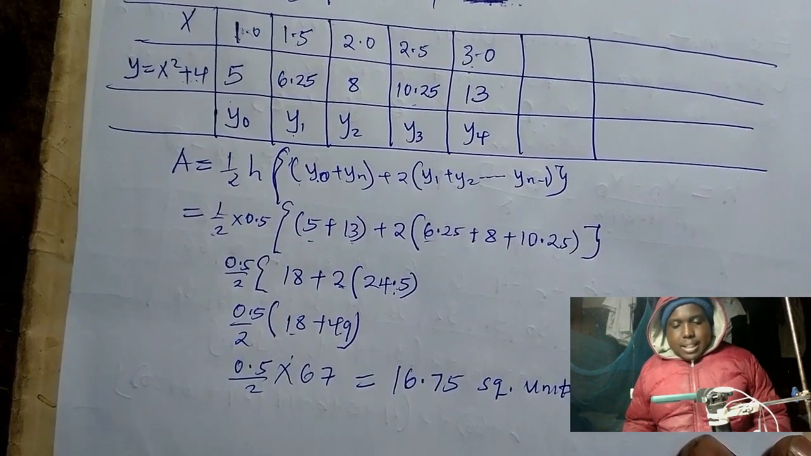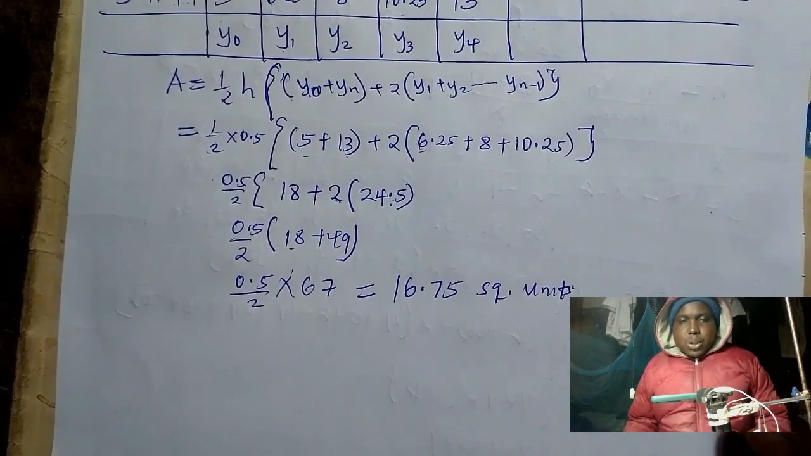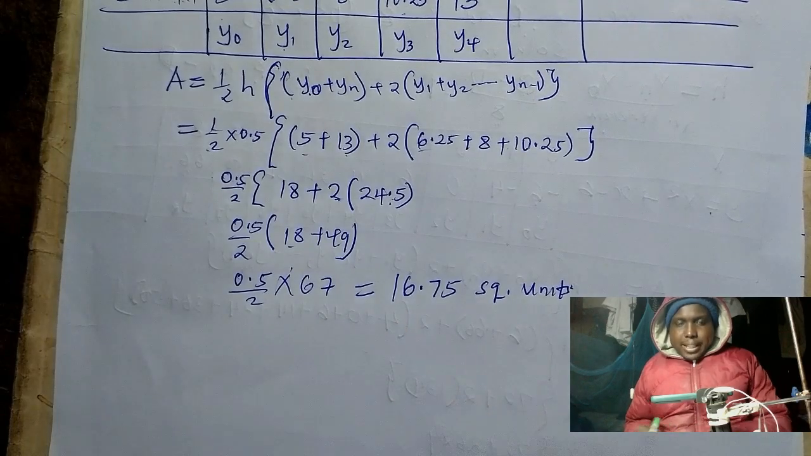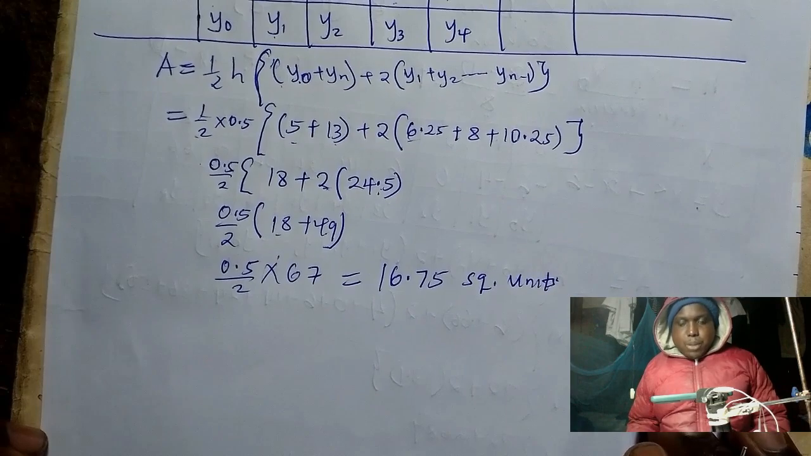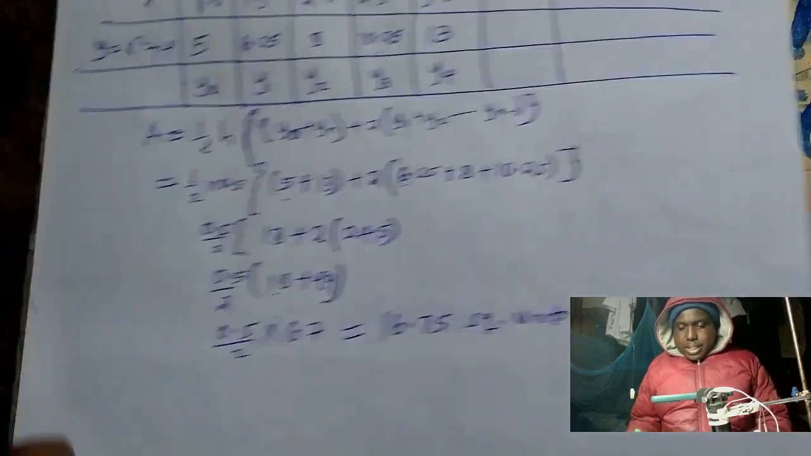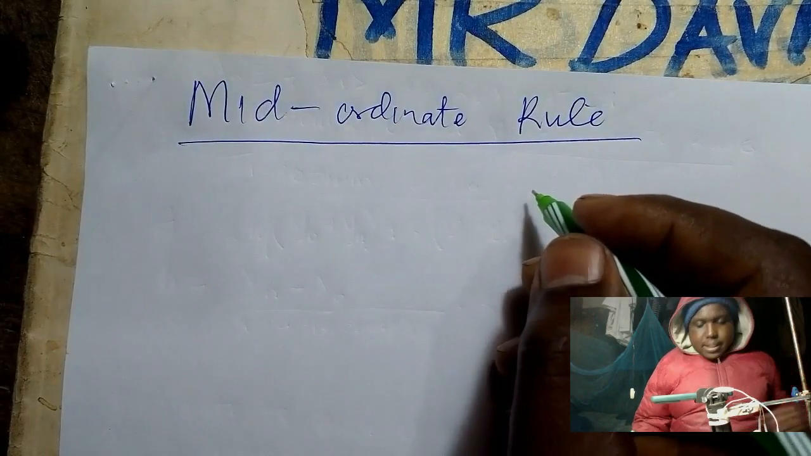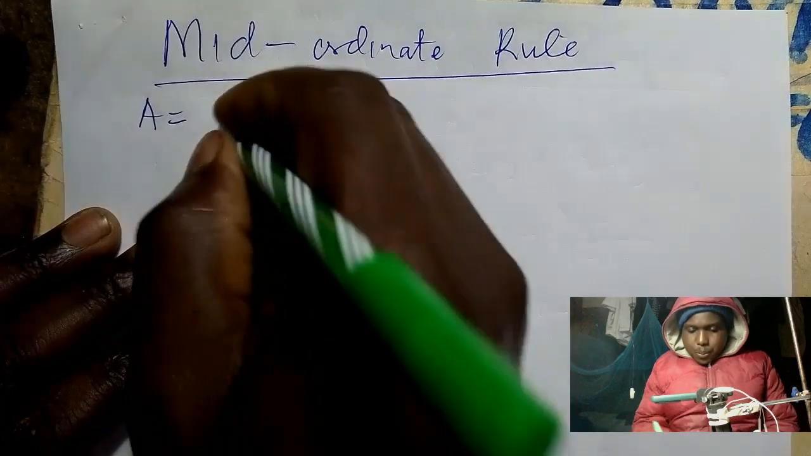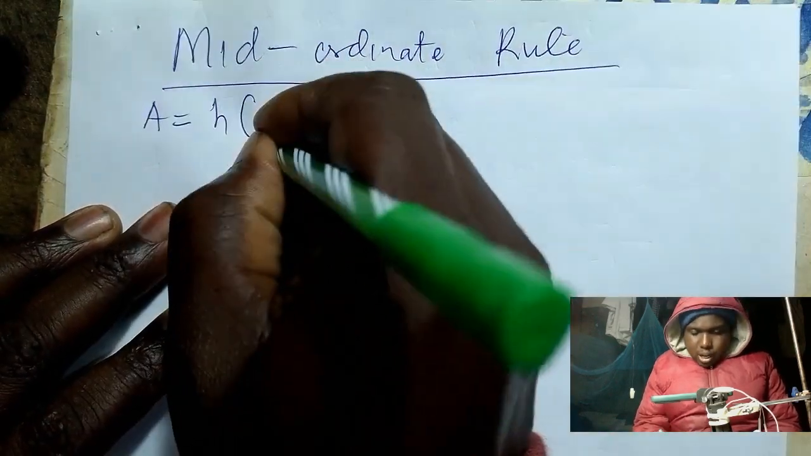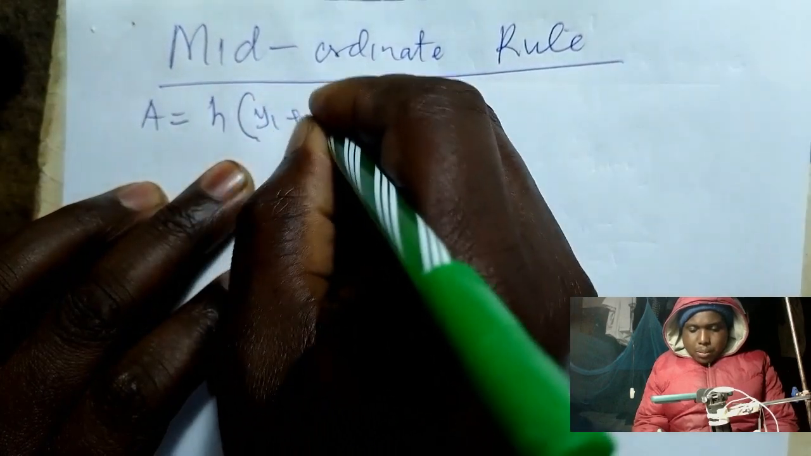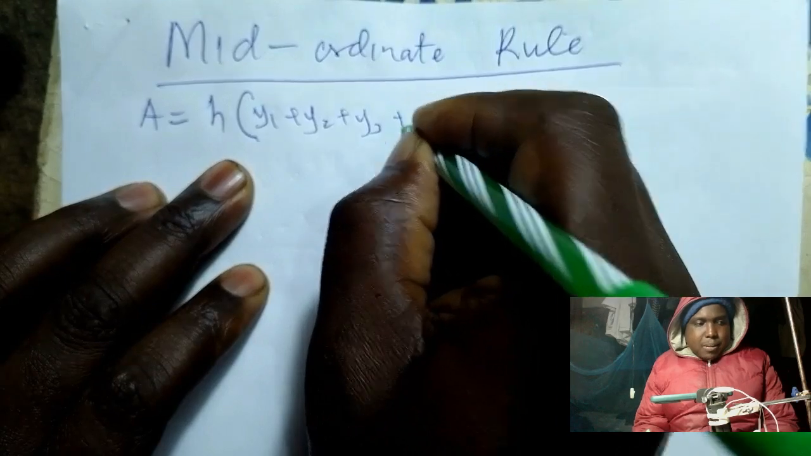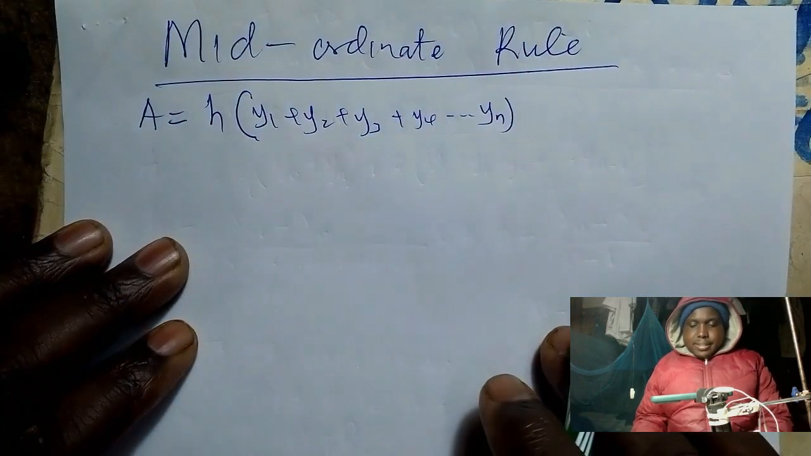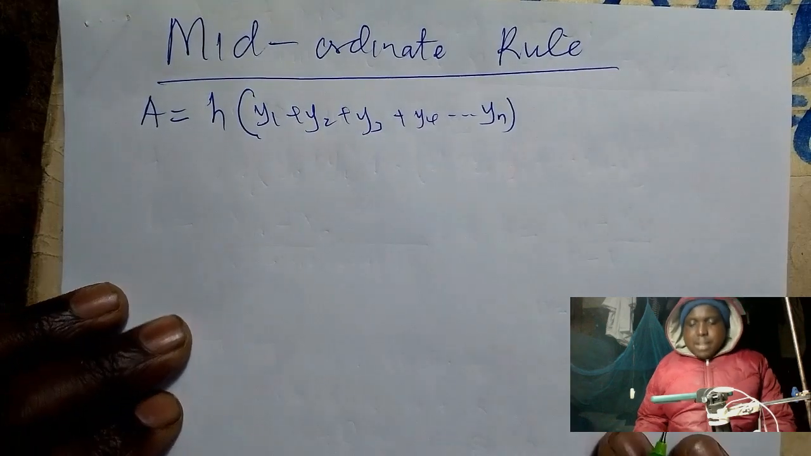Let me take you through the mid-ordinate rule. It is the same thing. Once you have understood this one, the mid-ordinate rule is the simplest. Area is equal to h, there is no half for the mid-ordinate rule, times y1 plus y2 plus y3 plus y4 all the way to yn. As simple as that. This one doesn't have much issue.